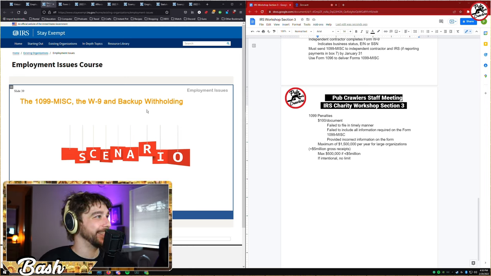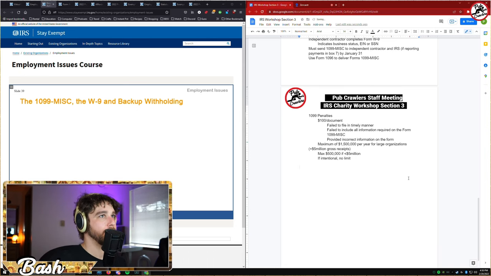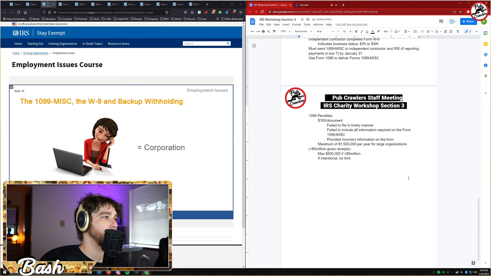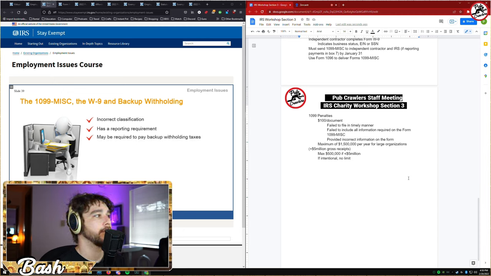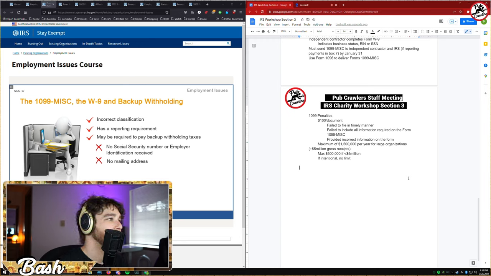Let's finish up these last few slides here. Independent contractor taxes. Let's say that your 501(c)(3) mistakenly believed an independent contractor was a corporation, and your organization didn't report his earnings on a 1099 miscellaneous, and the 1099 miscellaneous and W-9 were never given to the independent contractor. If you later find out that the independent contractor was incorrectly classified and your organization had a reporting requirement, your organization might be required to pay the backup withholding taxes because it never received the W-9. The penalties I just mentioned may apply too.